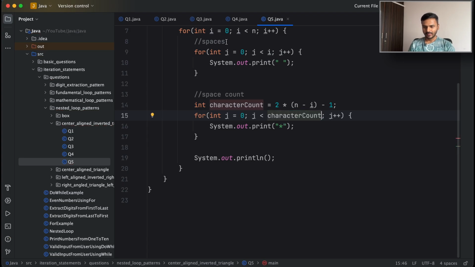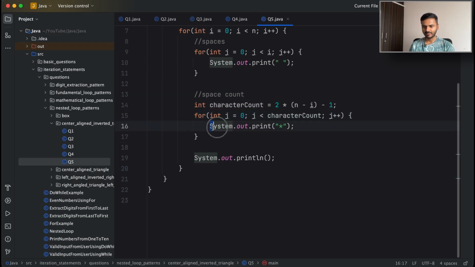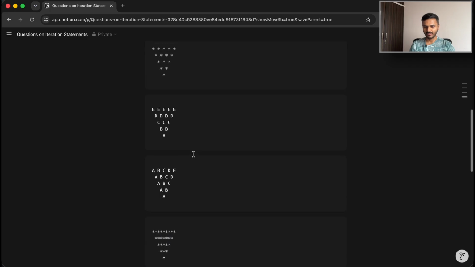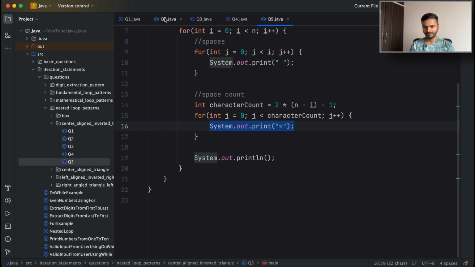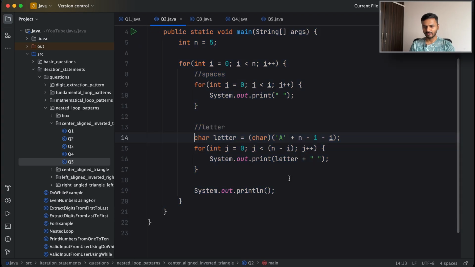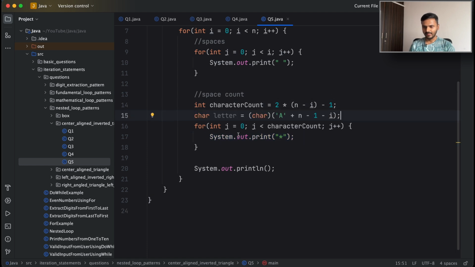So in Q4, we were printing asterisk, right? Over here, we know that we are supposed to print a letter. And to get the letter that we are supposed to print, what we can do is use a discussion we had for question 2. So in question 2, this is how we were determining the letter to print. So let's copy this. Let's come back over here. And instead of printing an asterisk, let us just print the letter.